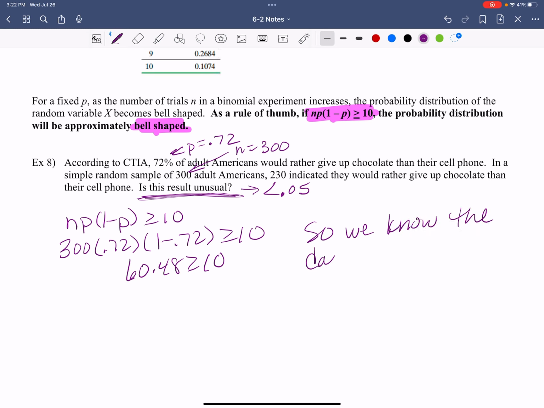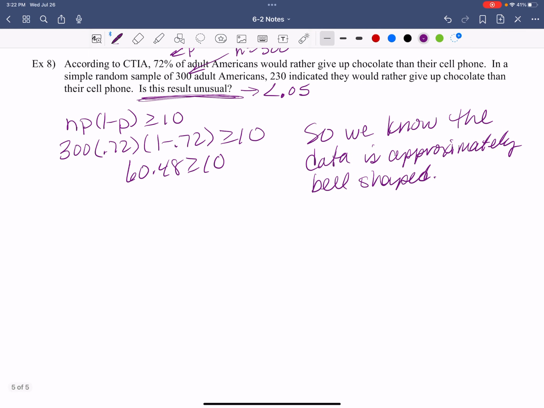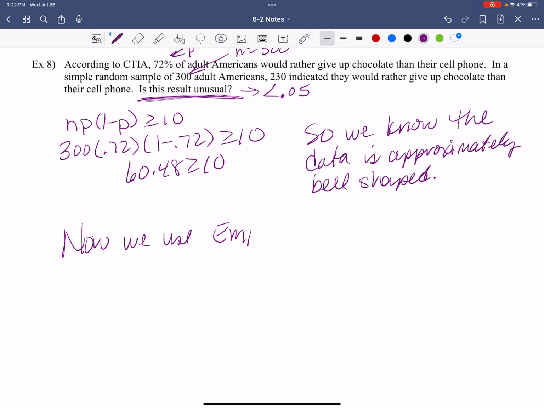So this means we know the data is approximately bell-shaped. If I know something that's bell-shaped, what do we know about it? Empirical rule. Oh my gosh, you mean we're using something that we just learned in the previous lesson today? Yes! Now we use the empirical rule. And that's why we learned those previously.